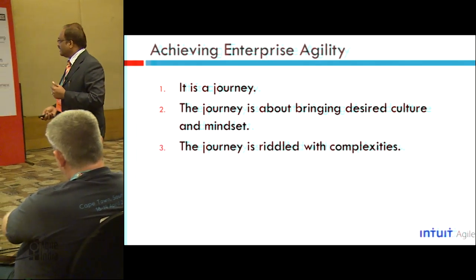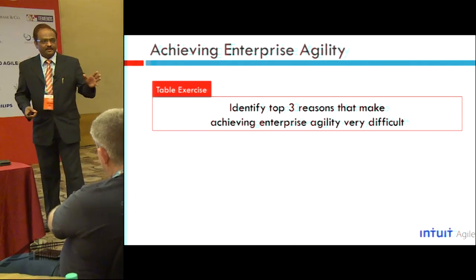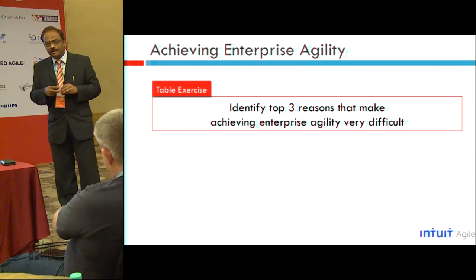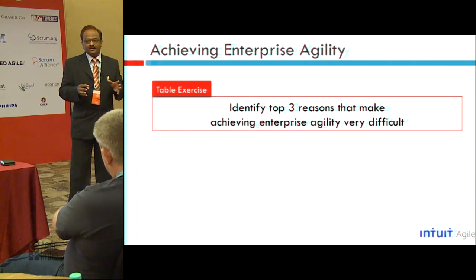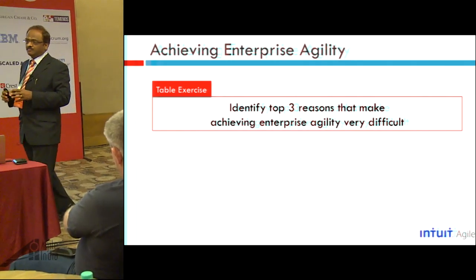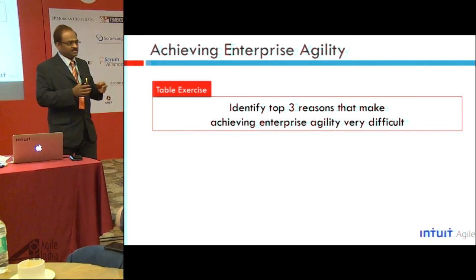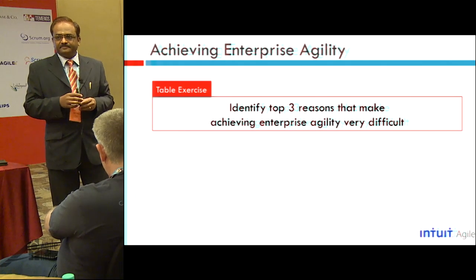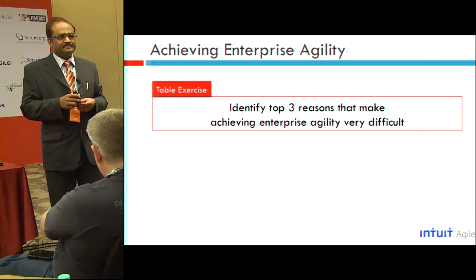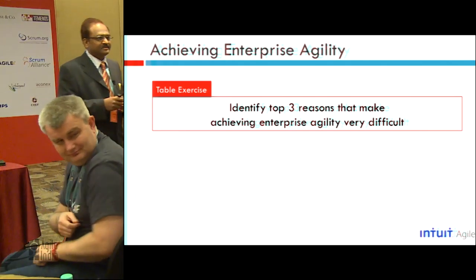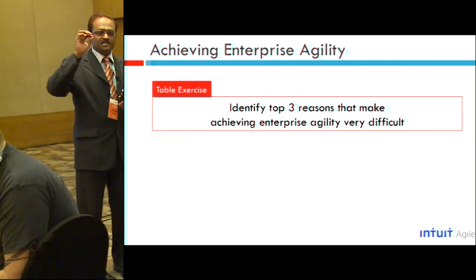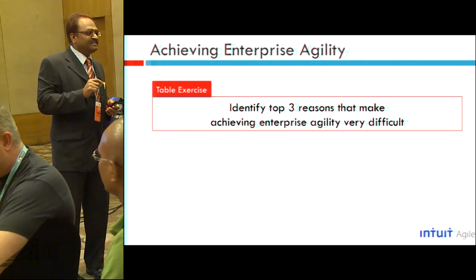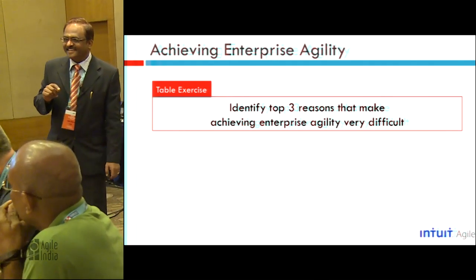I want to do a quick table exercise. Identify top 3 reasons that make this journey very, very difficult or complex. Just talk to your team members and then identify the top 3 reasons. Because understanding answers to this question is what makes the second part of our discussion interesting.